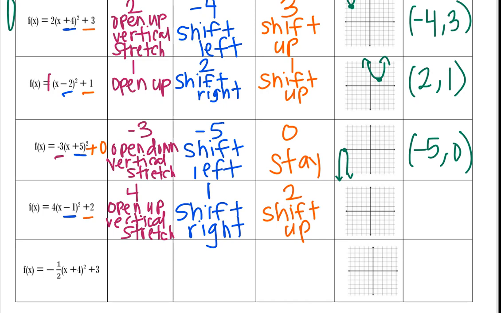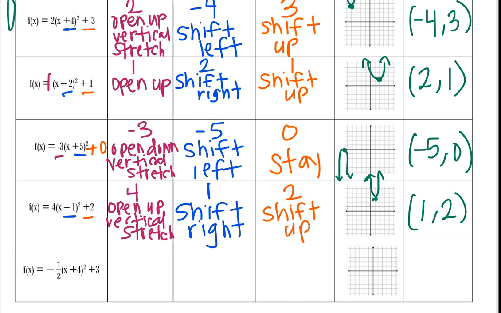Now I sketch my graph. I'm going to sketch my parabola, 1 to the right, 2 to the top. There's my vertex. My vertex is at 1, 2. It is going to open up and it's a vertical stretch, so I need to make it look very skinny, very narrow.